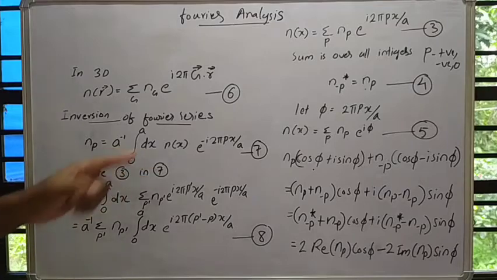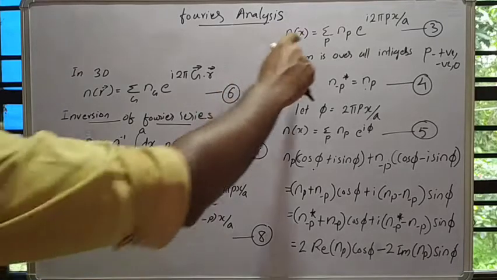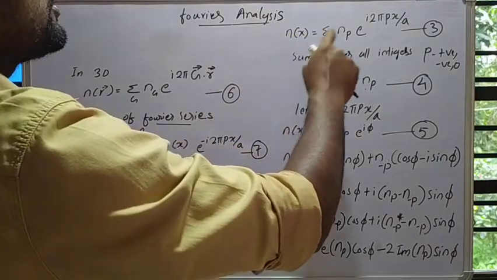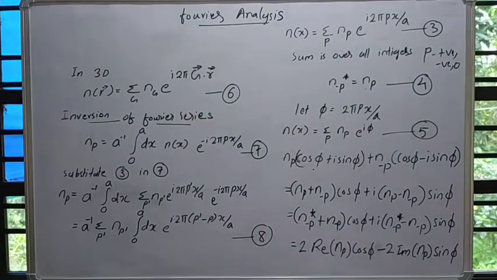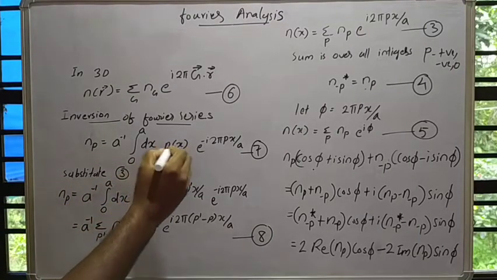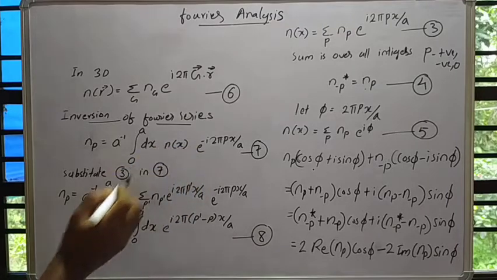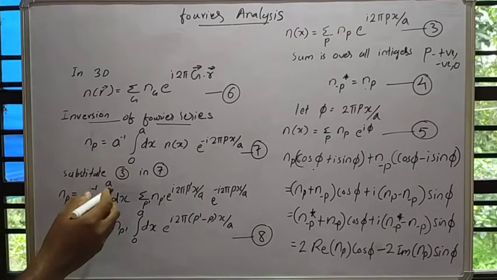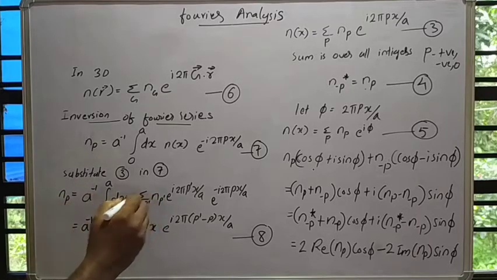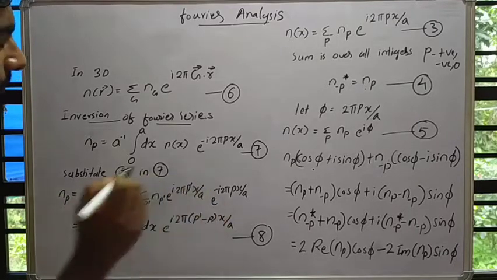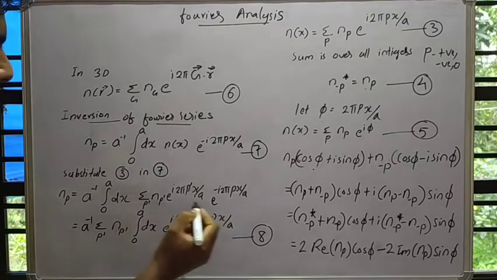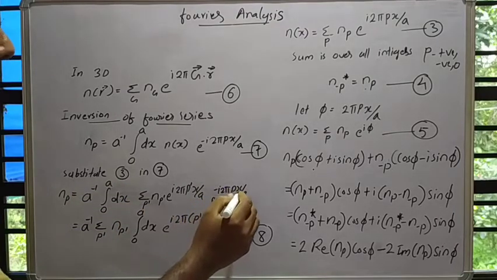Substitute equation 3 in equation 7. Equation 3 is the number density n of x equal to sum over p np e raised to i 2 pi px over a. This value I need to substitute in this equation. So I'll get np equal to a inverse integral 0 to a dx sum over p dash np dash e raised to i 2 pi p dash x over a times e raised to minus i 2 pi px over a.